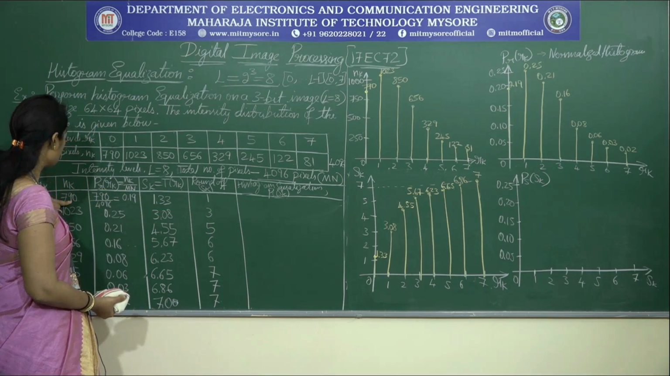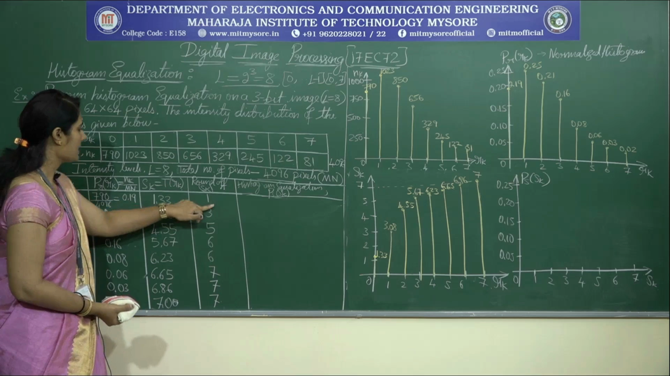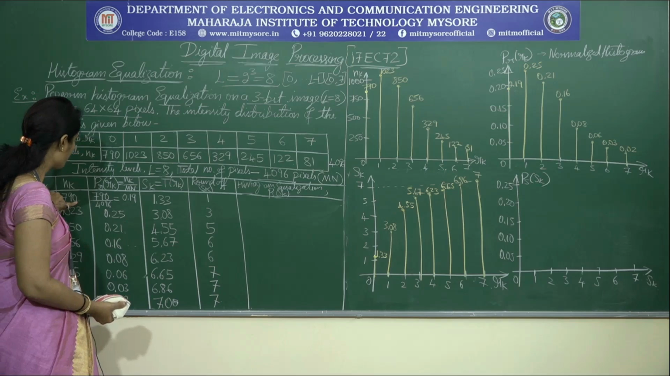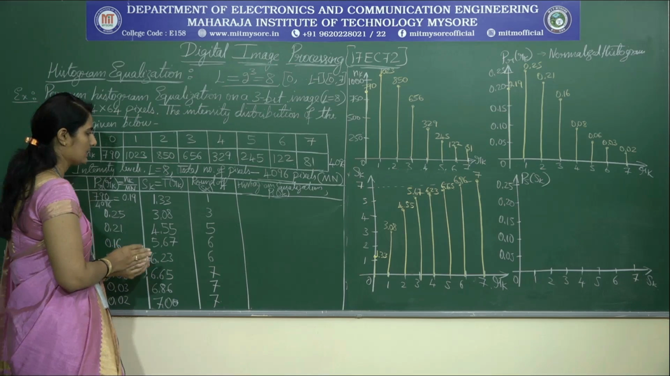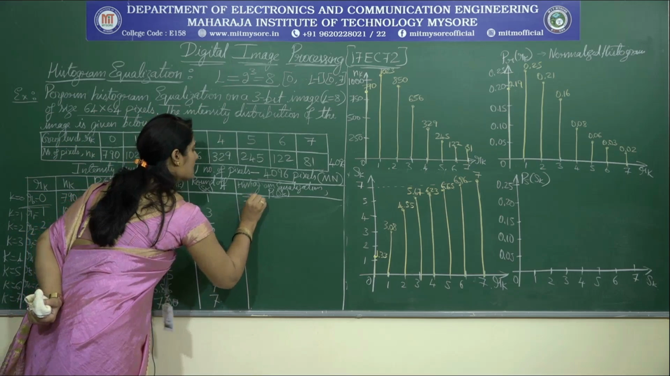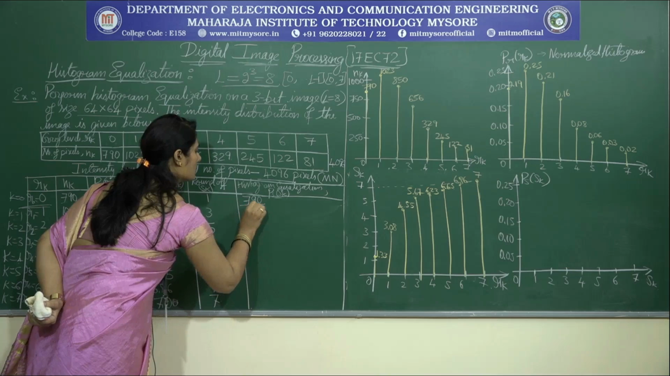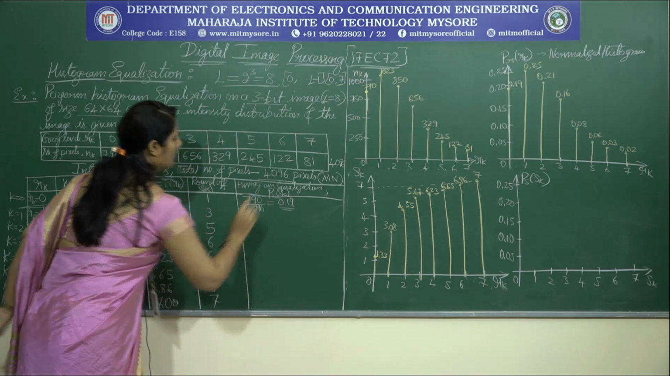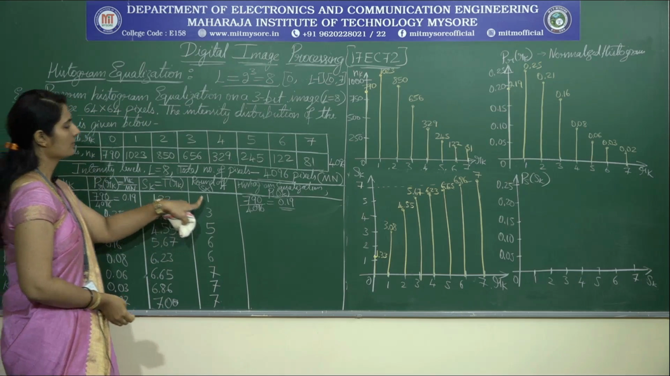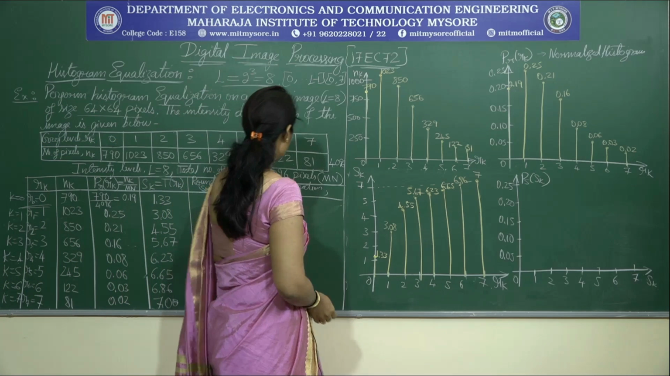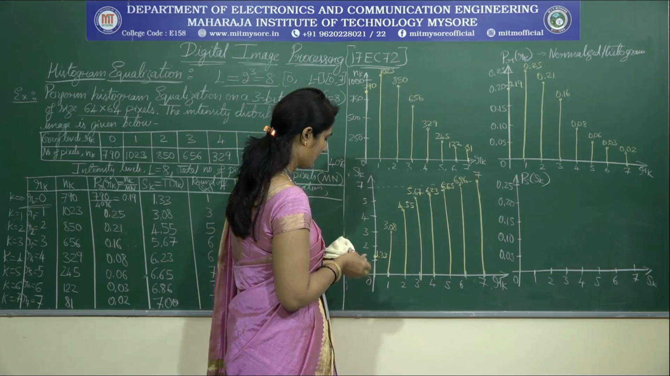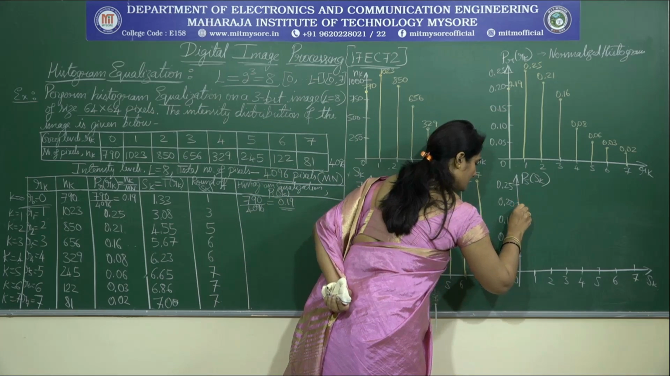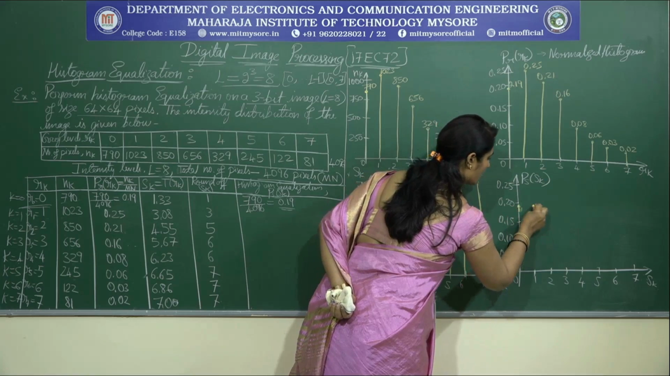Sk, this is equal to 790. The corresponding pixel count is 790 divided by the total number of pixels. So this is nothing but 790 divided by 4096. This is equal to 0.19. So when Sk is equal to 1, the output probability density function is 0.19.